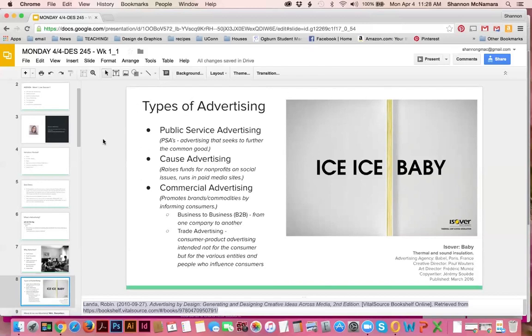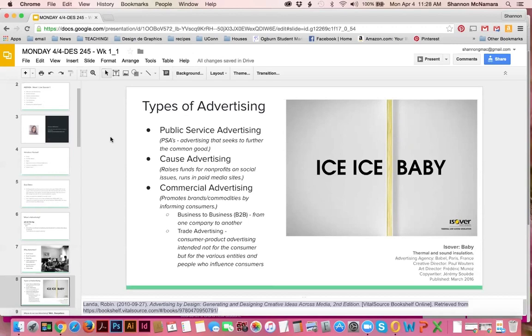There is your public service announcements, or PSAs, which is advertising that seeks to further the common good. There is cause advertising, which is raising funds for nonprofits on social issues. However, they can also run within paid media sites. So if you've seen the ads for the ASPCA, those are considered cause advertising because they're looking for you to donate to help their cause. However, they do have a marketing budget and they do pay for advertising as well.